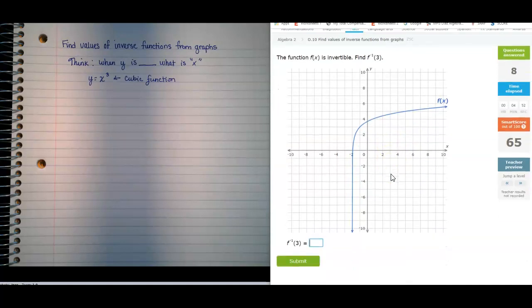We're back to our exponential. So the function f of x is invertible. Find the inverse when y is 3. So we're going to go over here. Y is 3. Oh, I'm going the wrong way. Y is 3 right here. So when y is 3, x is -1.